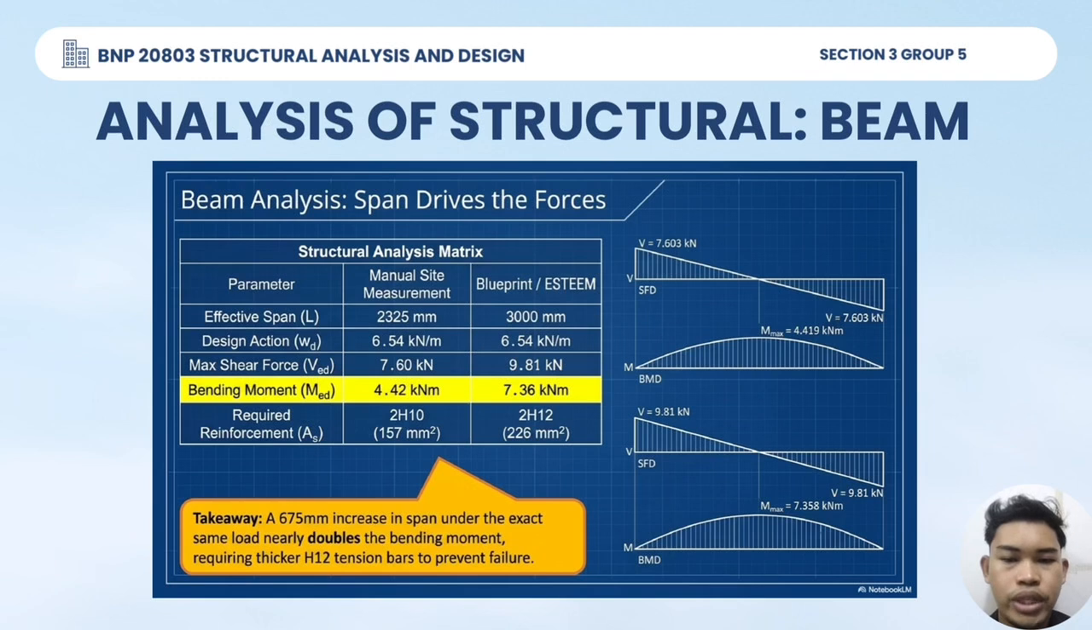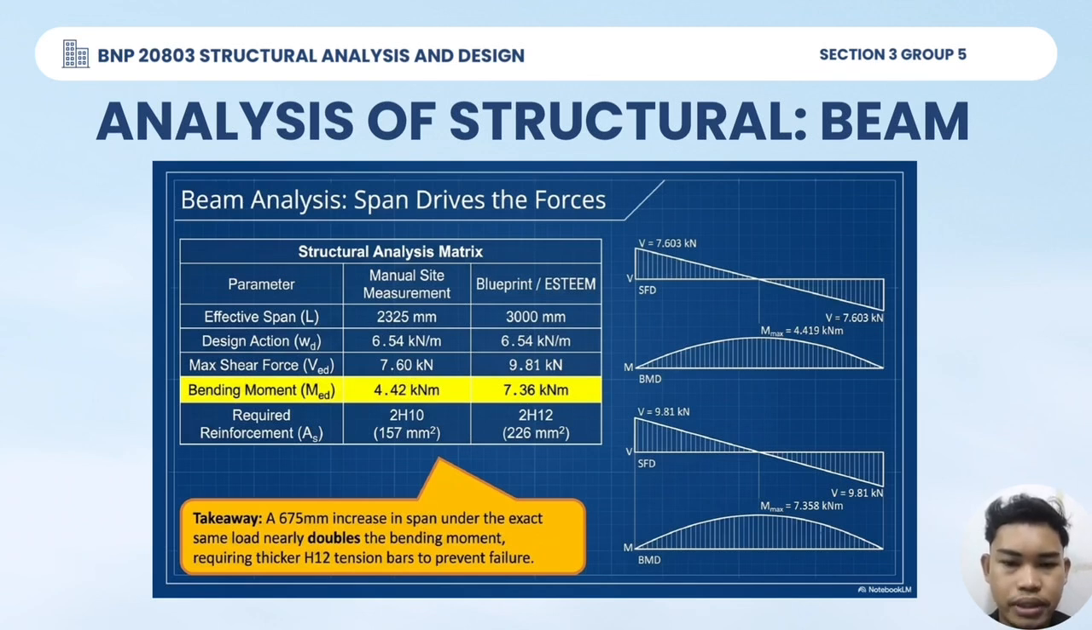Next, for the design action, for both manual site measurement and STM, the design action value is the same, which is 6.4 kN per meter. For the measured force, the manual site measurement gives around 7.60 kN, and the STM is 9.81 kN. Next is the bending moment. For manual site measurement the value is 4.42 kN per meter, and for the STM it is 7.36 kN per meter.